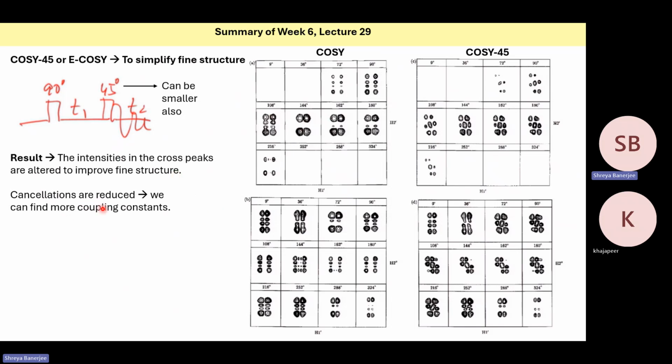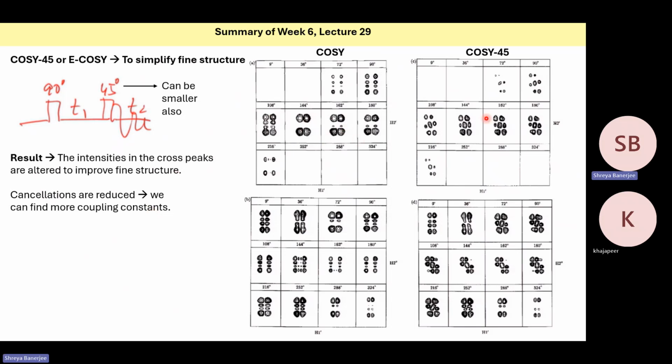The cancellations that were happening between the fine structure of opposite signs, the cancellation is reduced. And if the cancellation is reduced, we are able to find more coupling constants. So we know that from the fine structure, we can find coupling constants, but it is only when we can see the fine structure in good resolution. So this is one of the techniques used to improve the resolution of the fine structure.